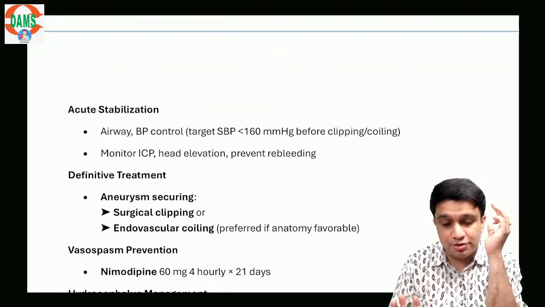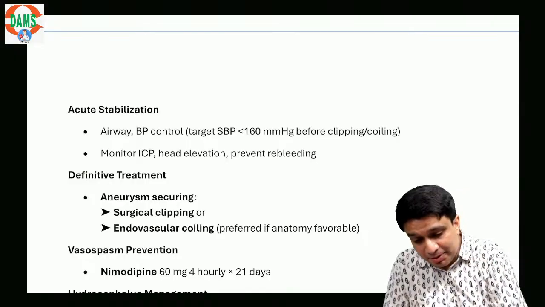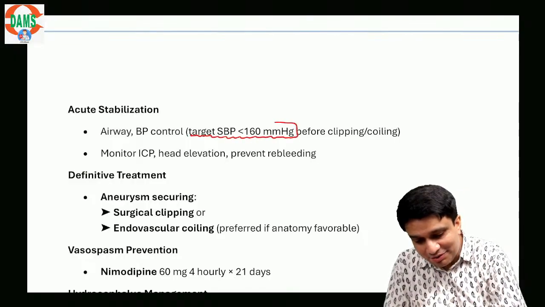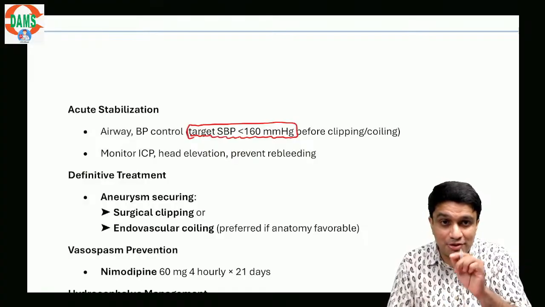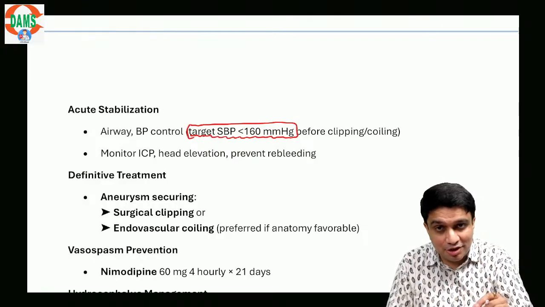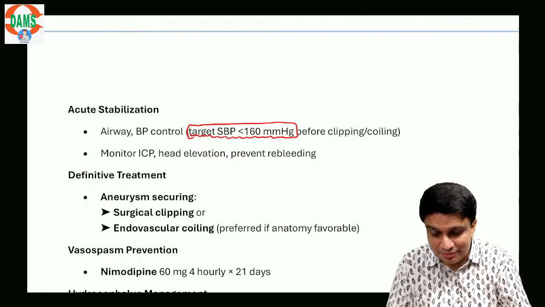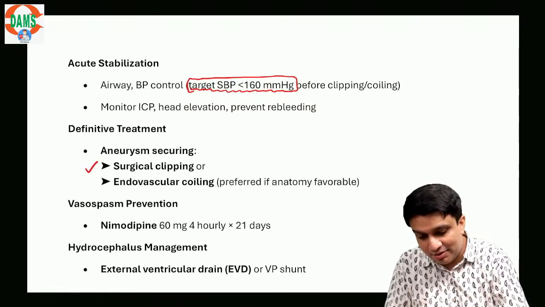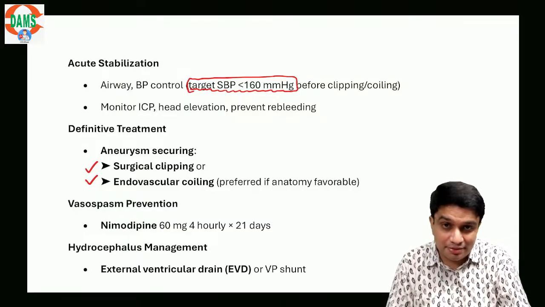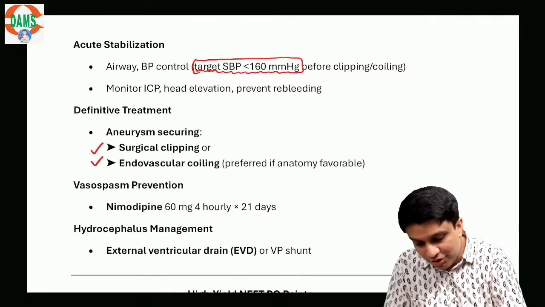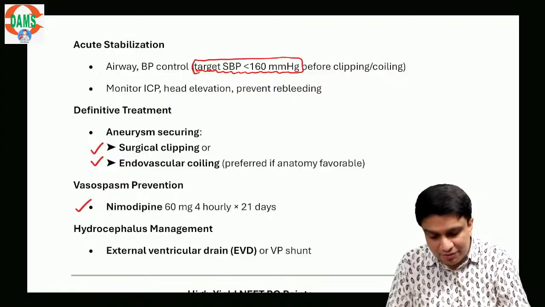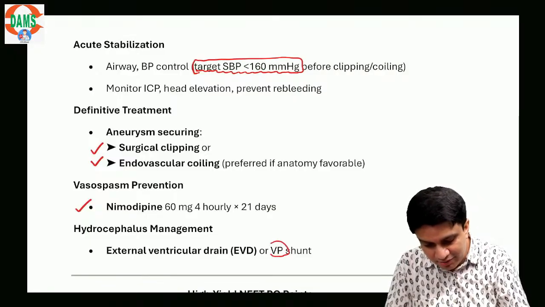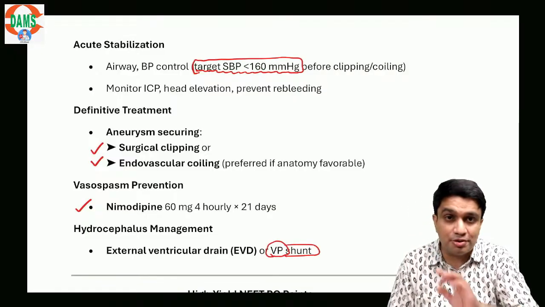What is the treatment approach? Target BP. Keep on teaching this everywhere nowadays. It is to keep the BP below 160 before clipping and coiling. What is the treatment? Surgical clipping, endovascular coiling. Vasospasm, what are you going to give? Nimodipine. And for hydrocephalus, you can put an external ventricular drain or a VP shunt to the patient.